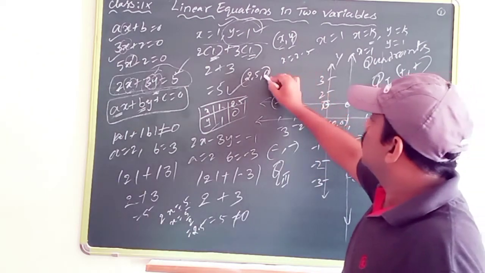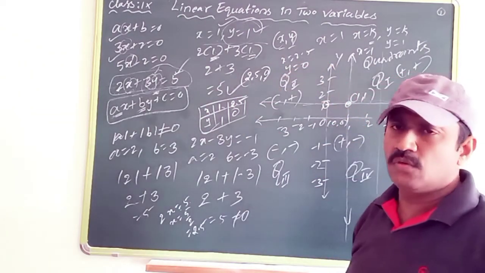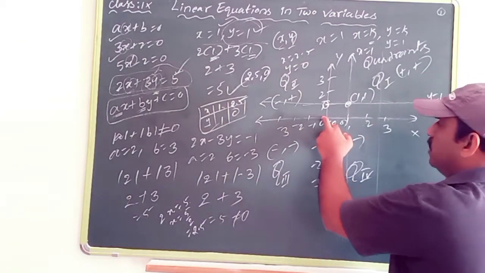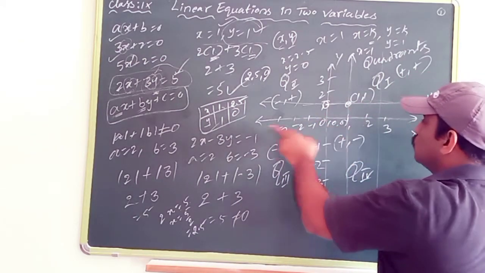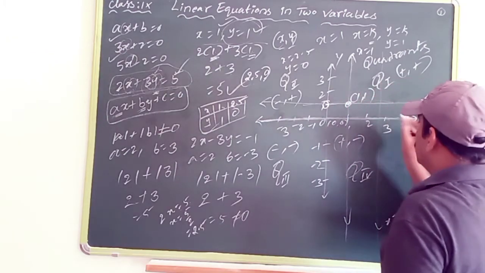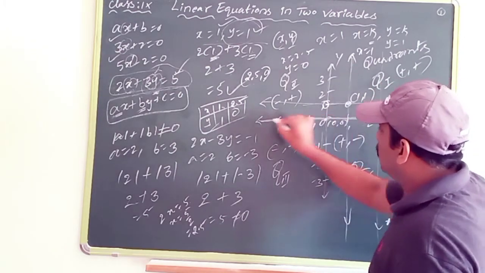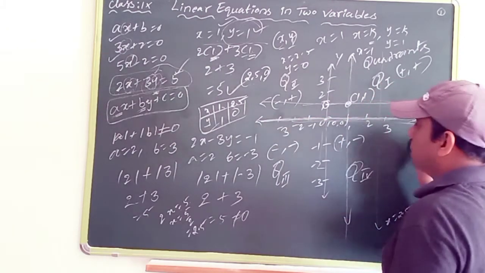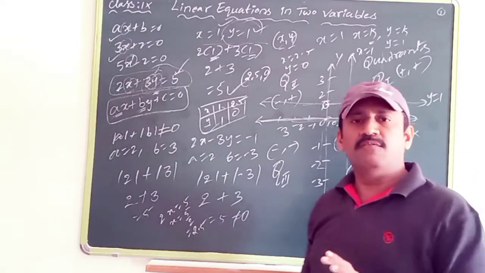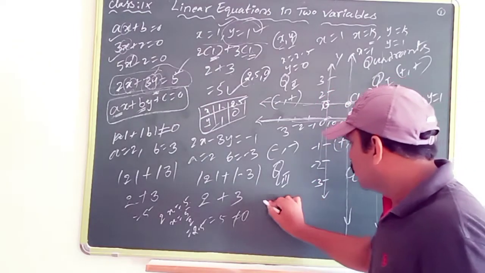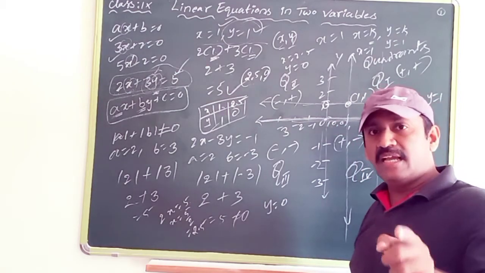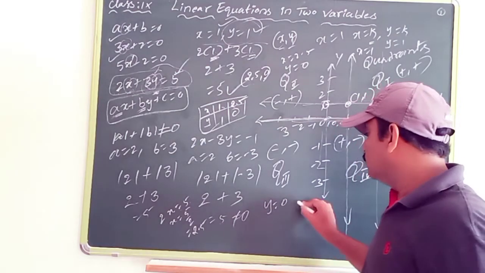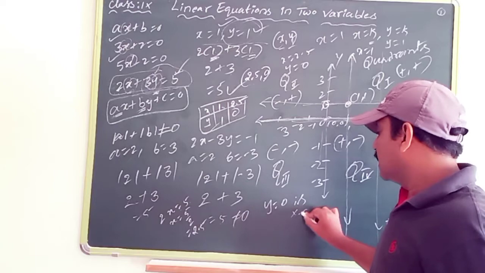Now y is equal to 0. y equal to 0 means on the y-axis only we have to take. Observe here, y equal to 0. This is the 0 on the y-axis. Now y equal to 0 means you should draw the line here only, right? That means, very important point now: y equal to 0 is the x-axis.